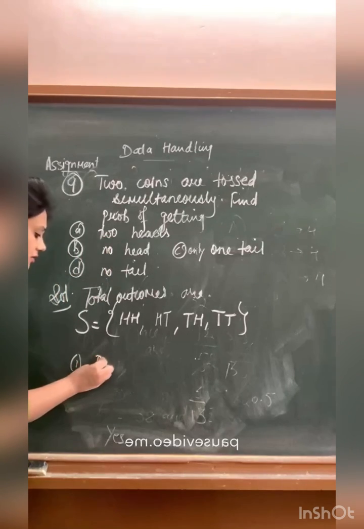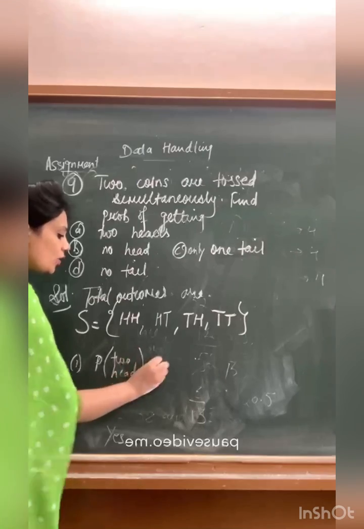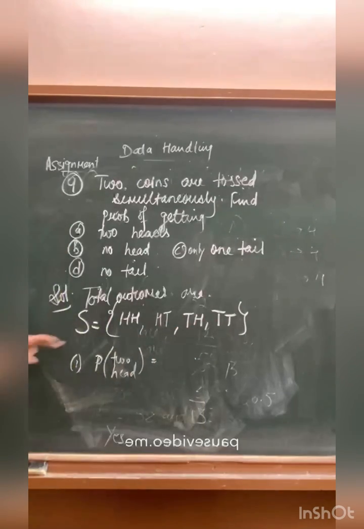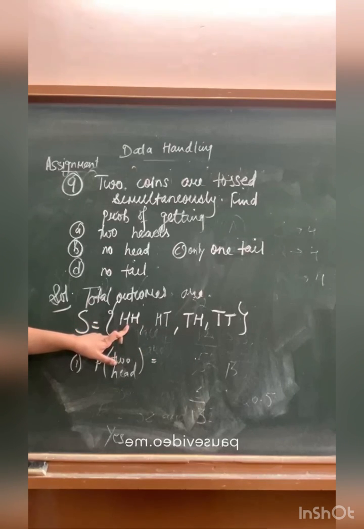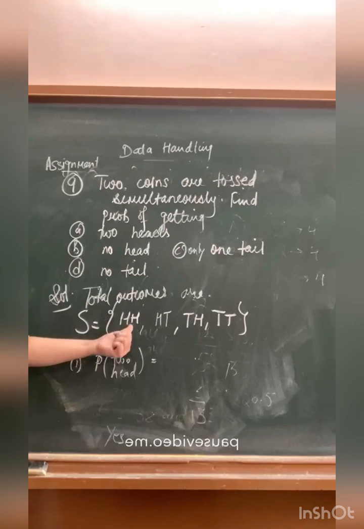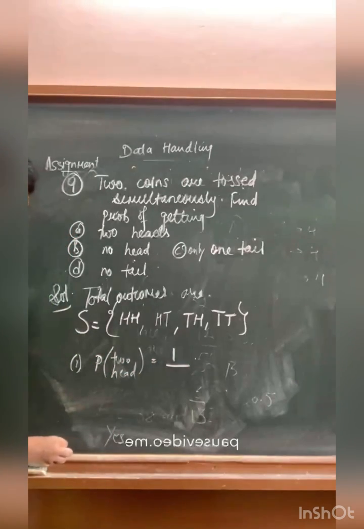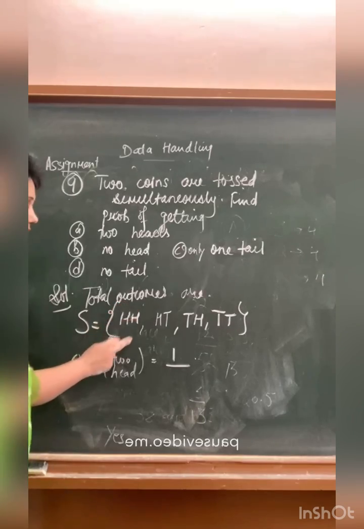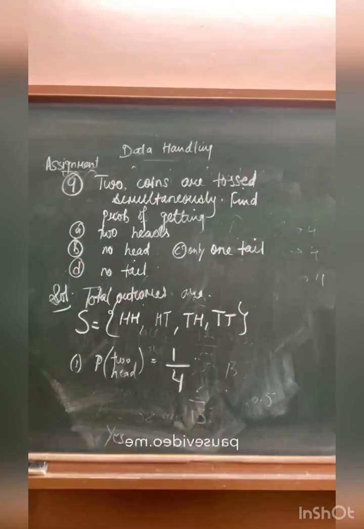Now we have to tell that if we toss 2 coins, what is the probability of getting 2 heads? How many possibilities are there that we toss 2 coins and we get 2 heads? There is only 1 possibility. So the answer is 1. And how many total possibilities? Total outcomes 1, 2, 3, 4. So the probability of getting 2 heads is 1 by 4.